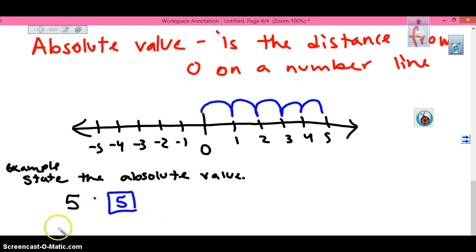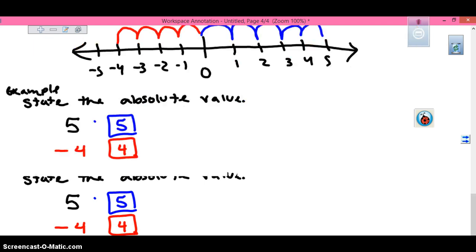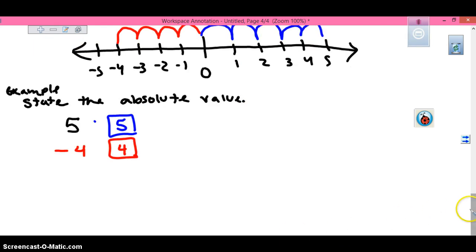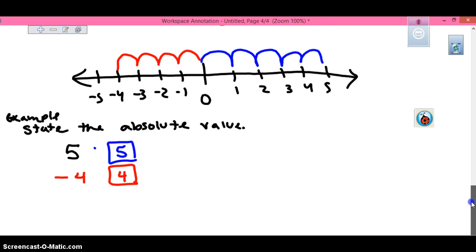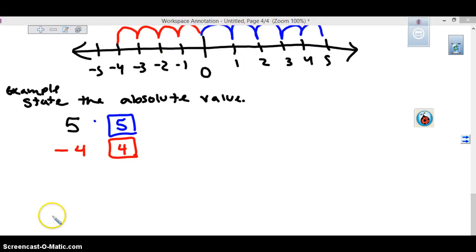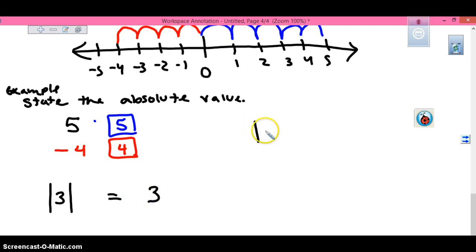What is the absolute value of -4? 4, because the distance from 0 to -4 is 4. Absolute value will always be a positive number because it measures the distance from 0 to that number. You can also find that they ask you what is the absolute value of 3 using the absolute value sign. What is the absolute value of 3? 3. What is the absolute value of -10? 10.